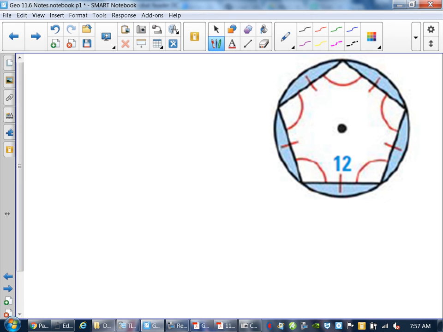Shaded region. When we do shaded region stuff, just like we have in the past, what we're looking at doing is finding the area of the large object and subtracting the area of the small object. Therefore, that's what's creating the shade, okay?